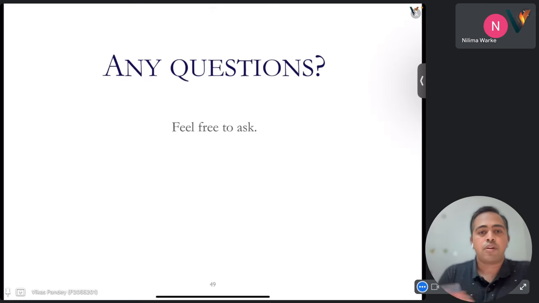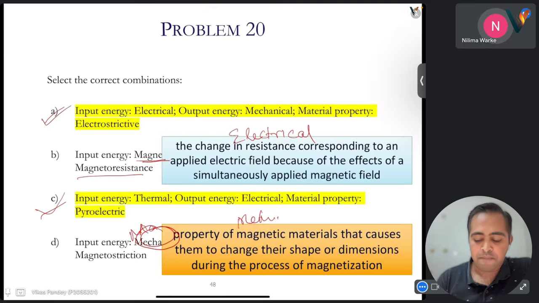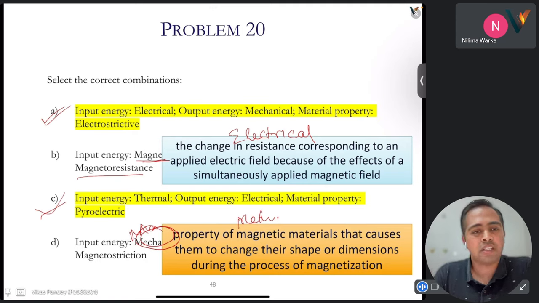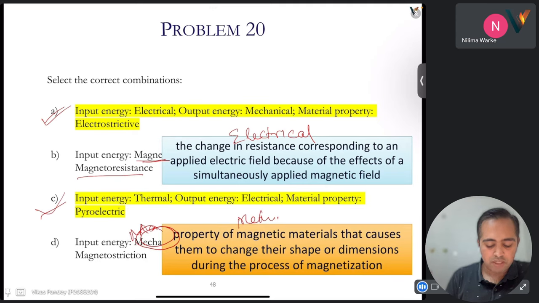Okay. So after this, any questions? In an exam, if such questions are asked where two answers are correct, and the candidate has selected only one, do they get the marks for that? What I am doing is that in any such question, it is generally given as a combination of these.